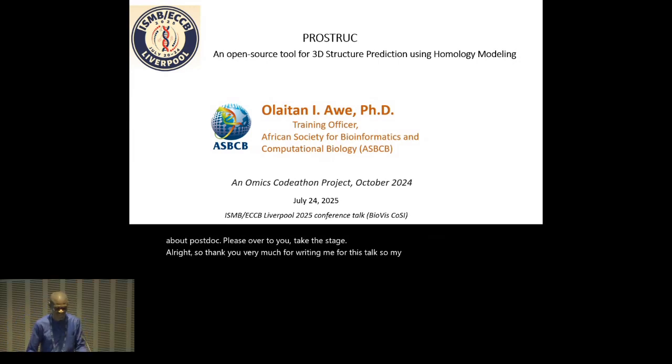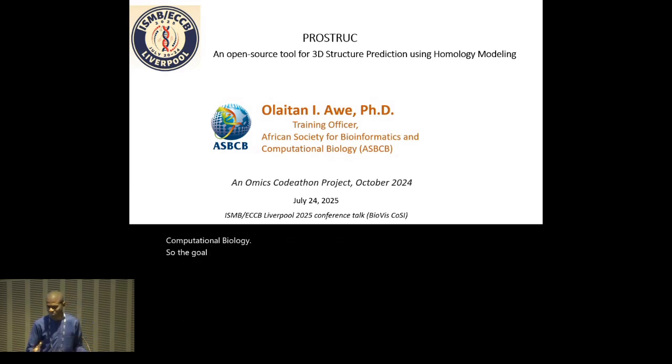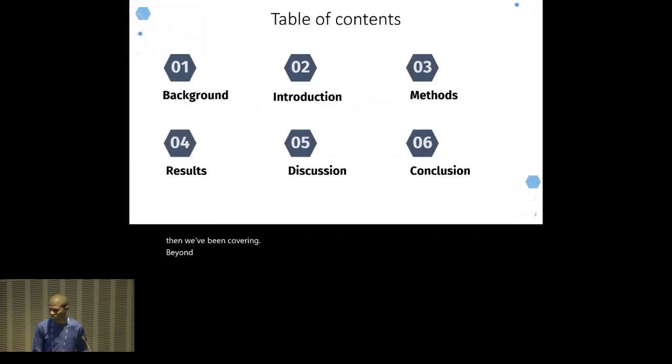So my name is Olaitan I. Currently, I'm the training officer for ASBCB, that's the African Society for Bioinformatics and Computational Biology. The goal of ASBCB is to advance the knowledge of bioinformatics, primarily in Africa, but we've been covering beyond Africa as well.